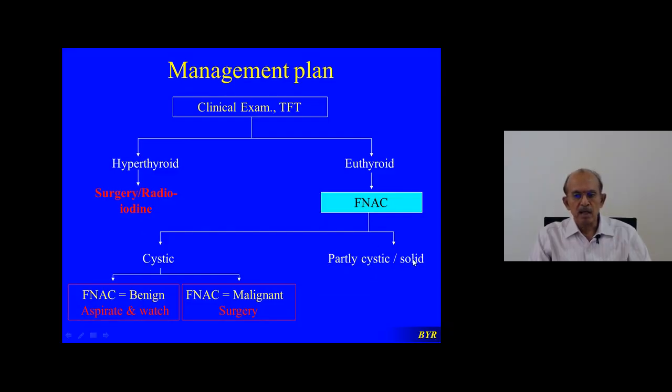Partly cystic and solid. That means you aspirate, you get about 5 ml of fluid. Then when you examine the swelling, still a mass is felt. That means there are cystic and solid components. So the report may be colloid nodule, Hashimoto's thyroiditis, malignant, or follicular cells present. So any of these 4 reports can be there.